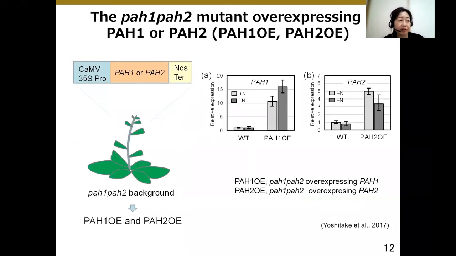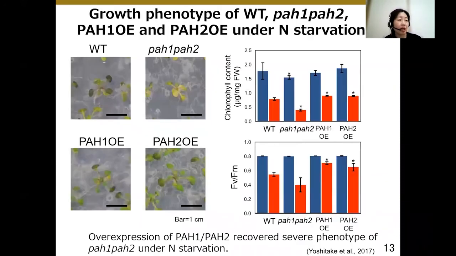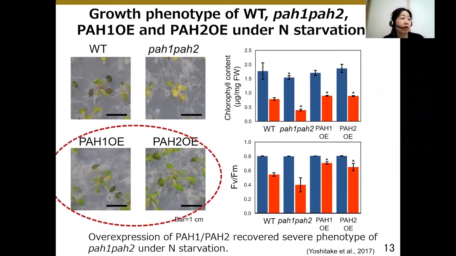To confirm if PAH is directly involved in the hypersensitive phenotype, we also produced pah1 pah2 mutants overexpressing PAH1 or PAH2, designated as PAH1 OE or PAH2 OE, respectively. As shown here, overexpression of PAH1 or PAH2 recovered the severe phenotype of the pah1 pah2 mutant. They looked healthier than wild type. Indeed, chlorophyll content and photosynthetic activity were higher than those of wild type. From these results, it was suggested that both PAH1 and PAH2 are essential for maintaining chloroplast function during nitrogen starvation.